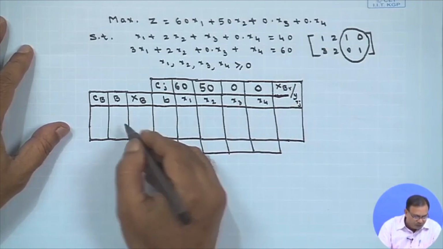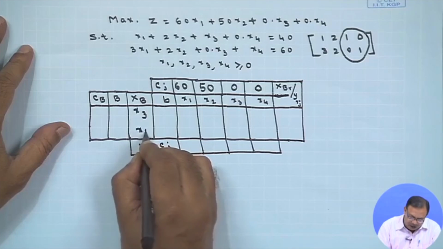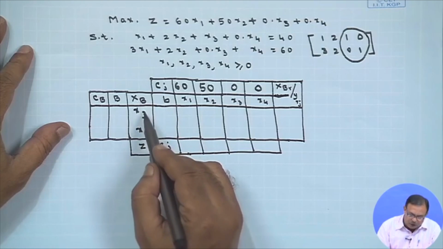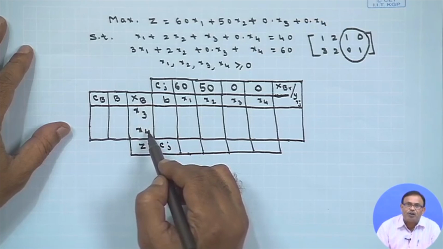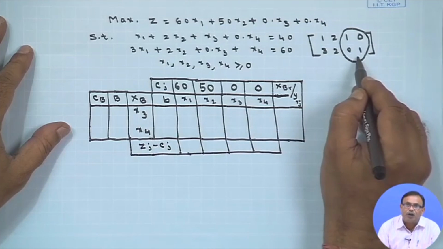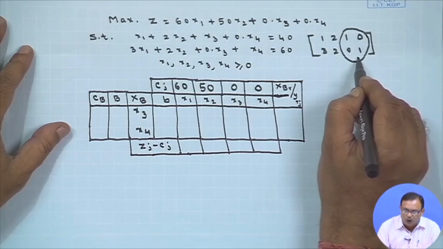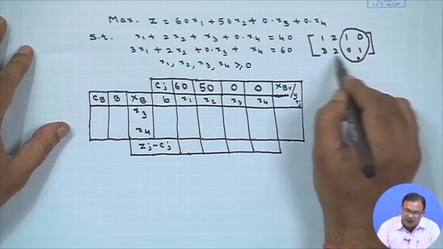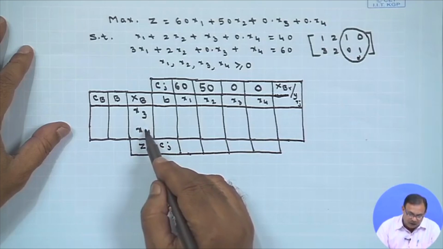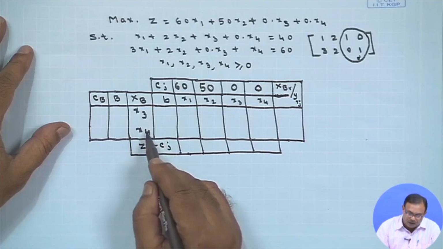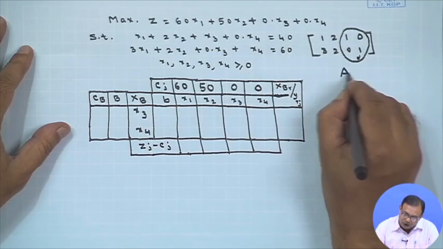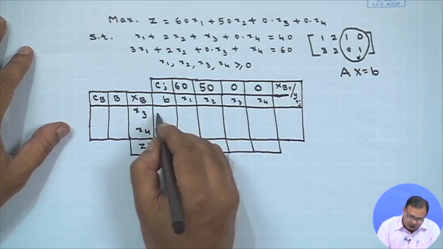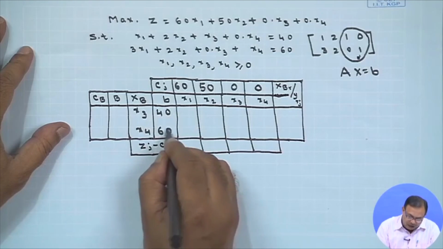So, for XB I will write down here x3 and x4. So, what does XB correspond to? XB corresponds to the basic variables arising from the unit matrix in the constraints. So, my aim is to form one unit matrix in the whole constraint matrix A, and from there I obtain the basic values of these variables. What is B? As you know, your equation is of the form Ax equals B, that is, B is this value. So, I will write down 40 and 60.